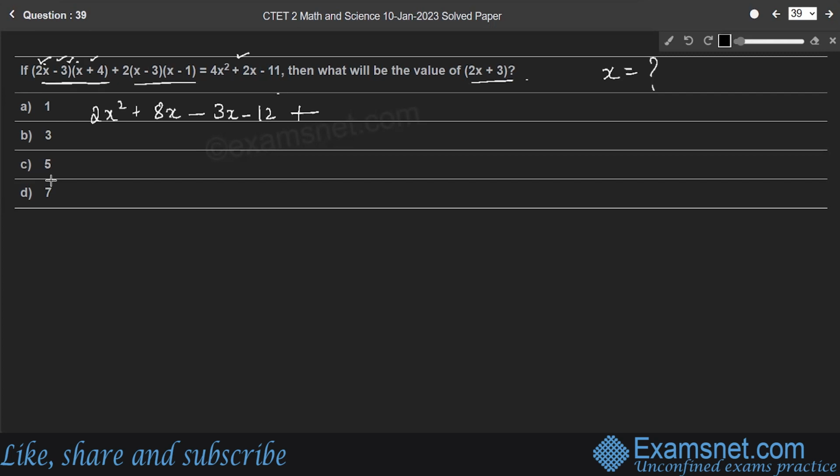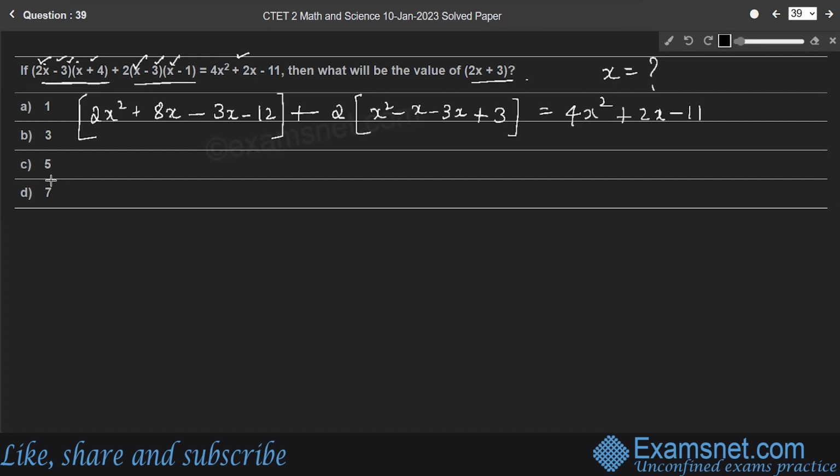Plus, this becomes the first term. 2 into (x minus 3) into (x minus 1). So x into x is x², plus x into minus 1 becomes minus x, minus 3 into x becomes minus 3x, right? Minus 3 into minus 1 becomes plus 3, is equal to the right hand side, 4x² plus 2x minus 11, right?